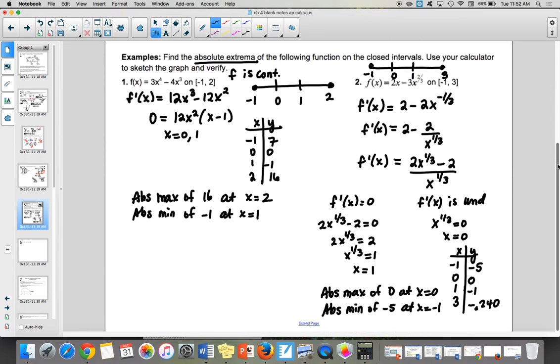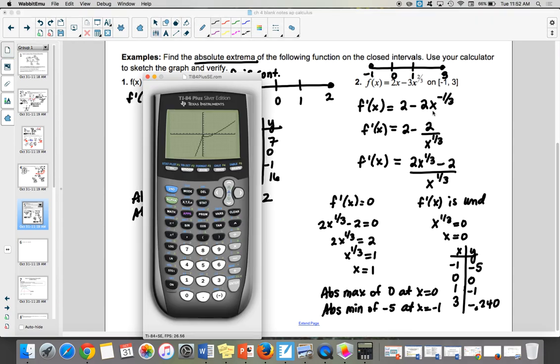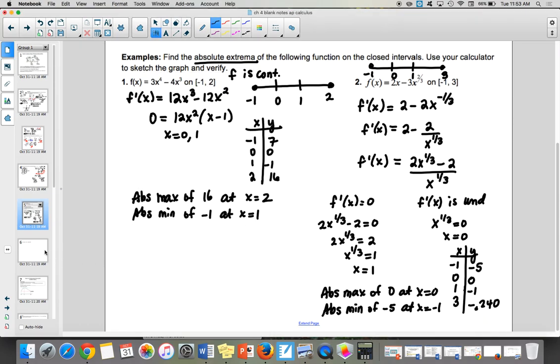So let's see what it says. So we said there's an absolute max of 0 at x equals 0. So if I made it so I was only on -1 to 3, I think you guys will see that. So if I go to my window and I do -1 to 3, then you can see that 0 is the highest point. Does that make sense? And then this is just a little bit below the axis, I think. Yeah, that -0.240. Okay, does that make sense? Do you guys get it? All right, so it should match up with your graph.